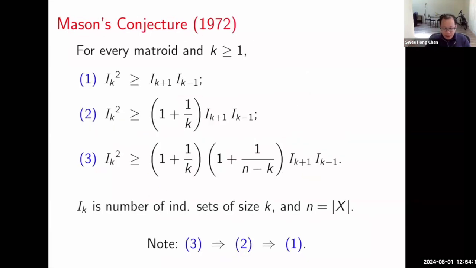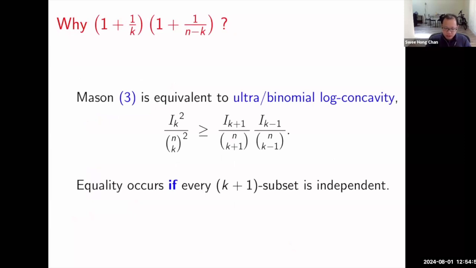Mason's conjecture is given in the form of 1, 2, 3. I presume this is because at that time they were not even sure that the first one was correct, so they hedged their bet. The conjecture is: let I_k be the number of independent sets of size k, which, when your matroid is a graphic matroid, is the number of forests. The first conjecture is that it is log-concave. The second is strong log-concave. The third is ultra log-concave. And for a very long time, we did not know how to prove this.